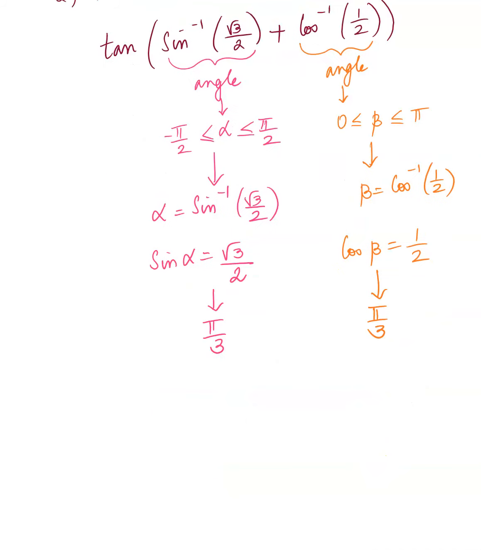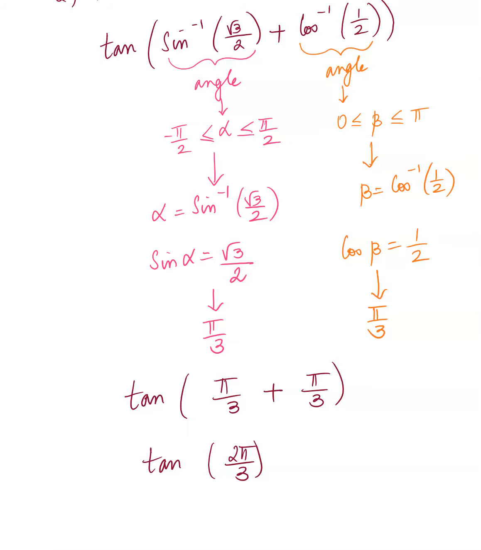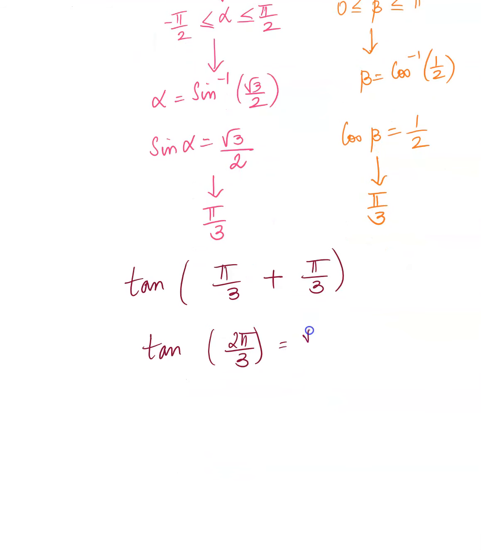So if I collect all these answers together, we have tan of pi over 3 plus pi over 3. That is tan of 2 pi over 3. That's easy, because now you can go to the unit circle and look at tan 2 pi over 3. First locate 2 pi over 3. 2 pi over 3 is right here. Tan is sine over cosine, so that is y coordinate over x coordinate. Root 3 over 2 over negative half. Answer to this problem would be negative root 3.